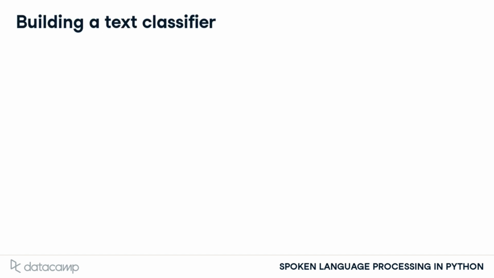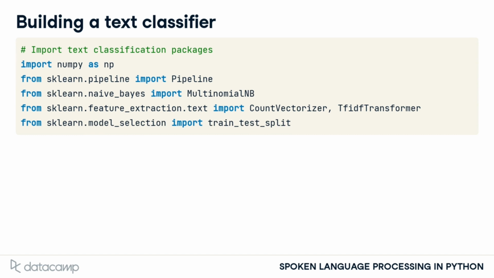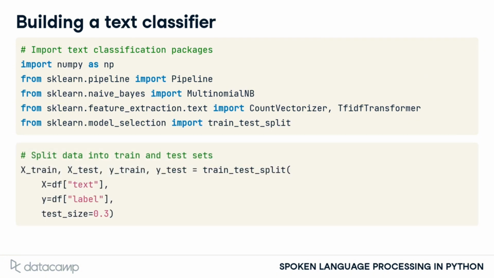We'll start by importing the necessary packages. NumPy as np, Pipeline from sklearn's pipeline module, MultinomialNB from sklearn's naive Bayes module for our classifier, CountVectorizer and TfidfTransformer from sklearn's text feature extraction module to transform our text into numbers, and train_test_split to split our data into training and test sets. To start, we'll use train_test_split to split the data using a test size of 30%, where our X value is the text column and our y value is the label column of the data frame we created earlier.